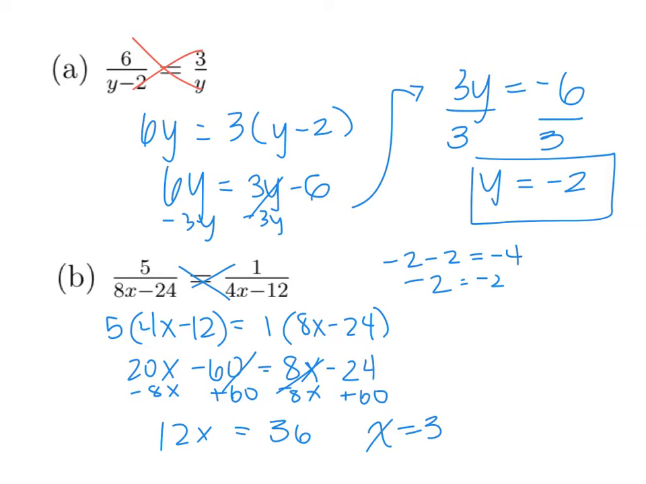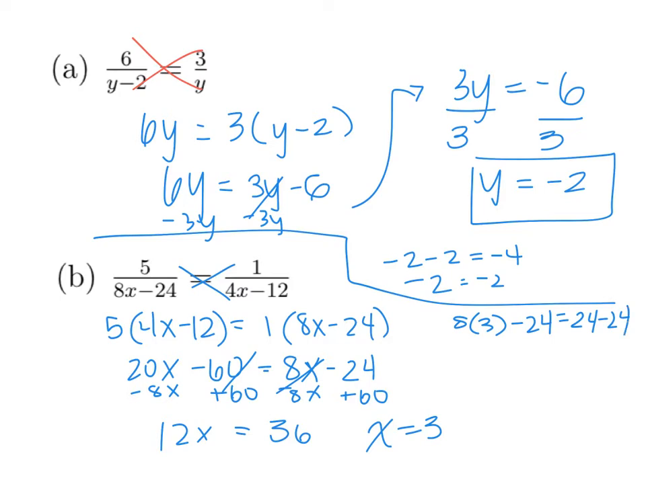So I'm going to check real fast. Does 3 make my denominator 0 anywhere? Look at this first one. Let's plug it in. 8 times 3 minus 24. That's going to be 24 minus 24. So the value of 3 for x will make my denominator 0. So I actually have to exclude 3. We're excluding x is equal to 3. Therefore, I really honestly don't have a solution. So I'm going to reject x is equal to 3, and there's nothing else I can do from there, so I'll just leave it at that.